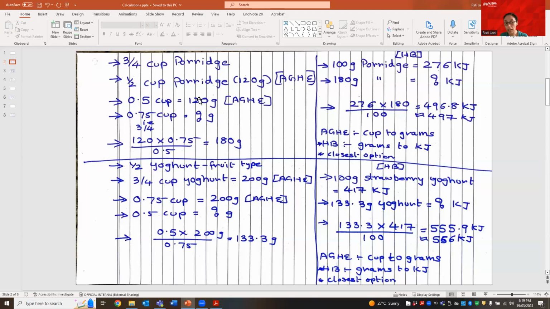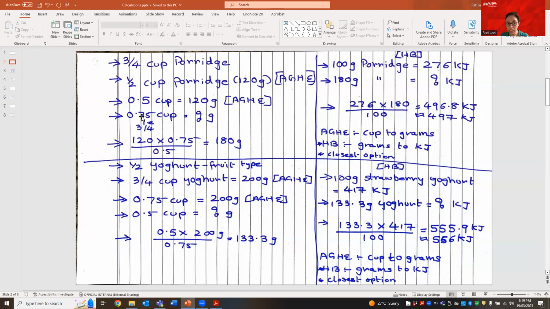Why is it called cross multiplication? Because you are crossing the borders. This is 120 into 0.75. Do you see they are opposite each other? When you multiply them, this is called cross multiplication. Then this is divided by 0.5. Whatever is remaining on the other side is your X, or your question mark over here.